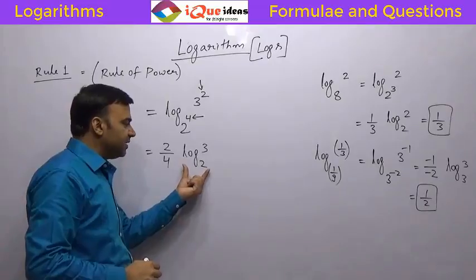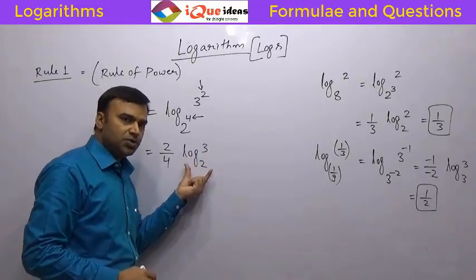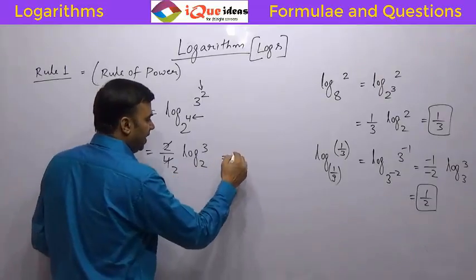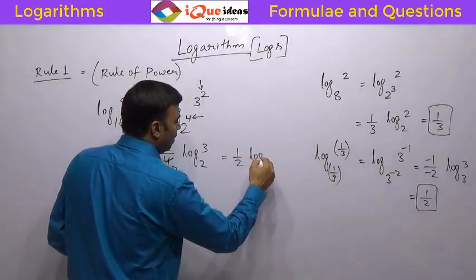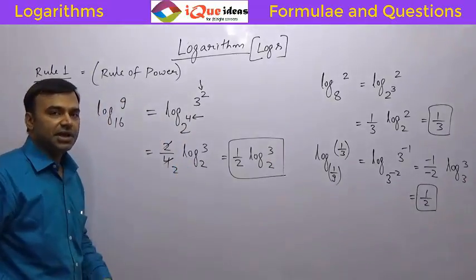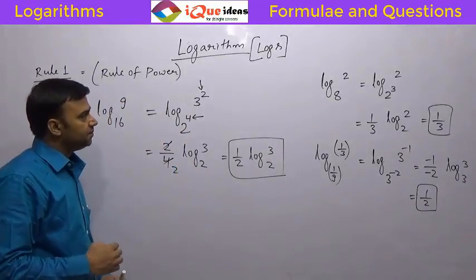Now we cannot do any simplification for log 3 to the base 2. So leave it as it is. But 2 by 4 can be simplified as 1 by 2. So the final answer will be 1 by 2 log 3 to the base 2. That's it. This is the maximum simplification that you can do in this particular situation.